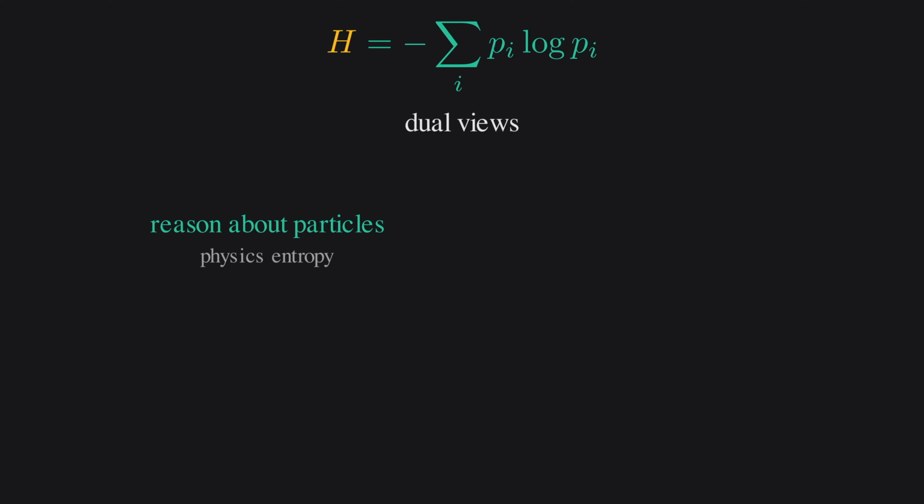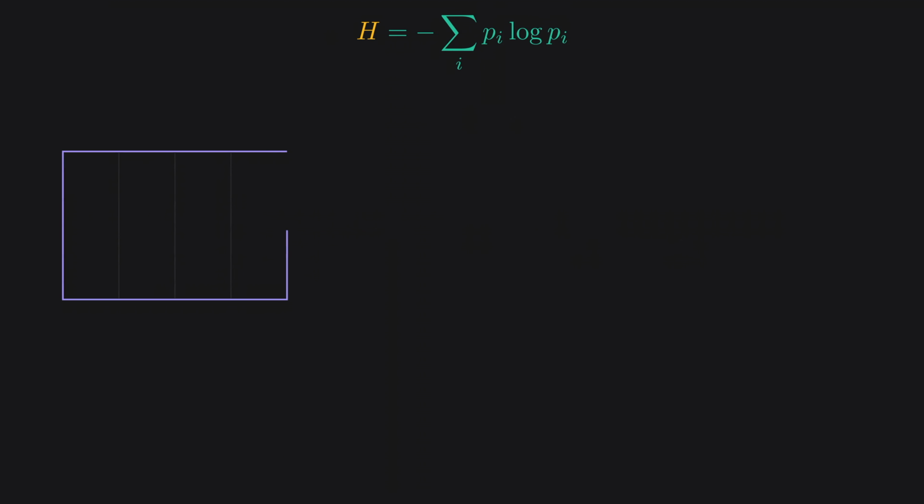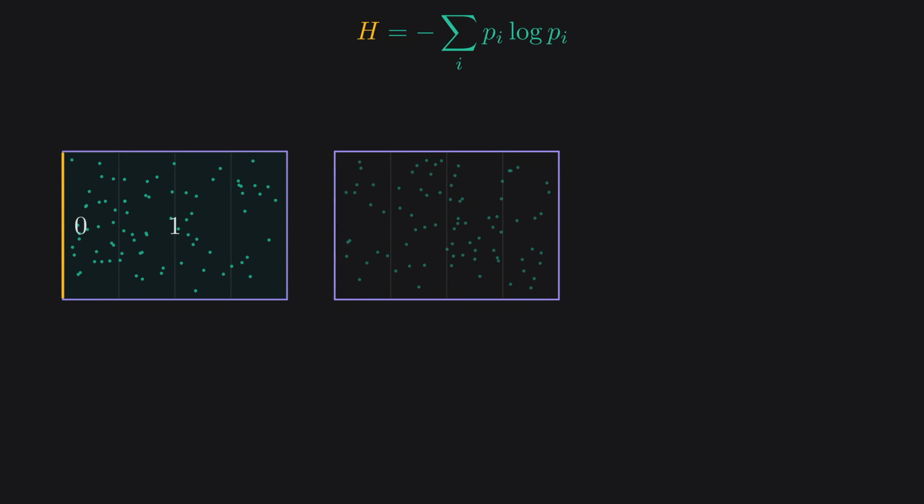For the information theory view of entropy, we just need to look at the same system from a different perspective. We can reason about the partitions, which can be thought of as the information we can learn about the system. Let's start with an example by considering the following three partitions. We separate the box by different amounts.